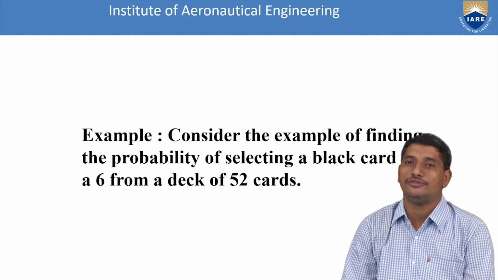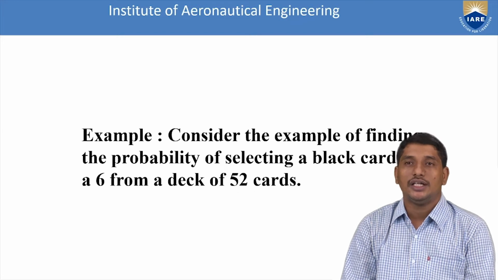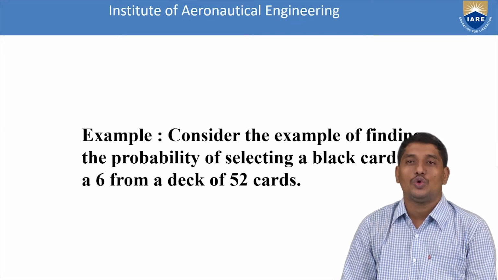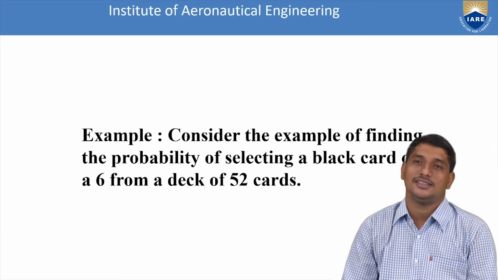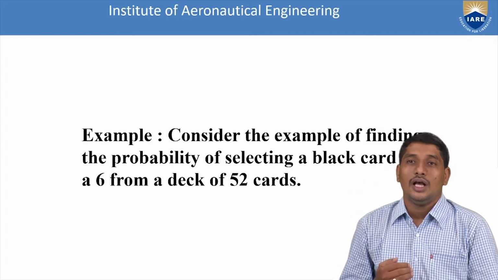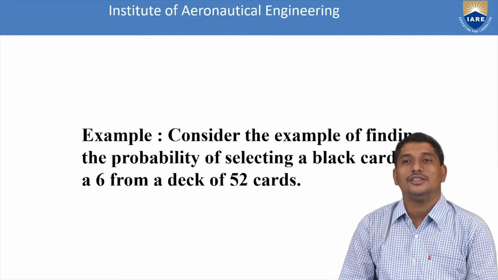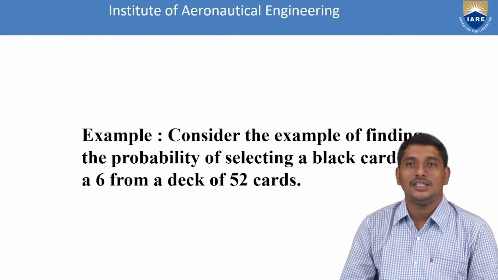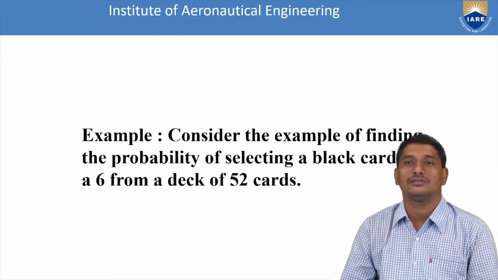If you see the structure of the 52 cards, based on the backside color, the cards are divided into two kinds, namely the black colored cards and the red colored cards. Half of them are black colored and half of them are red colored. So based on the backside color, there are two different sets in the 52 cards: 26 are red and 26 are black.